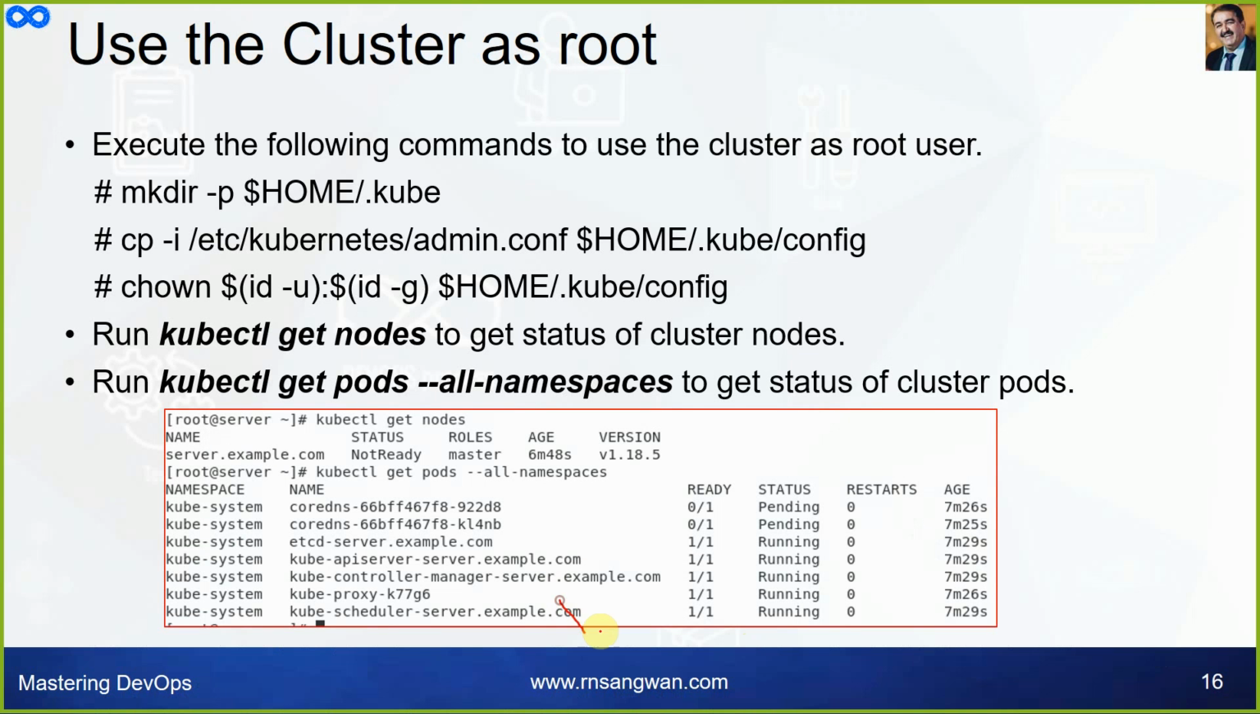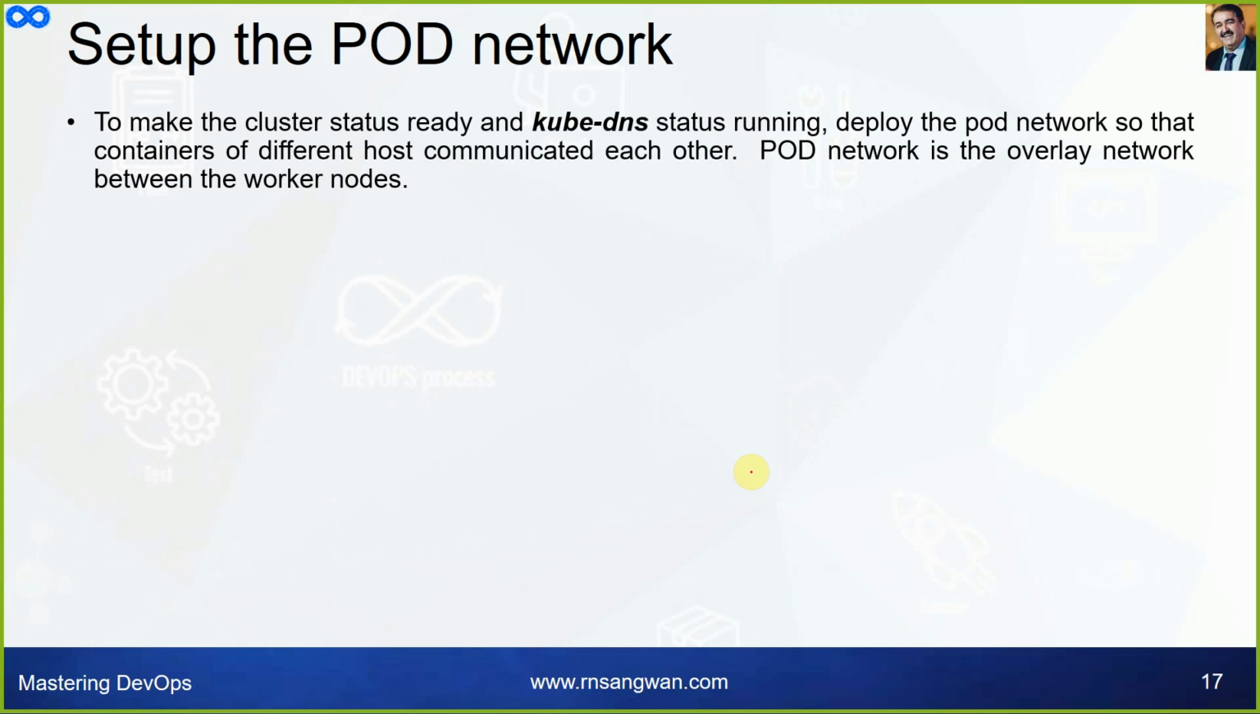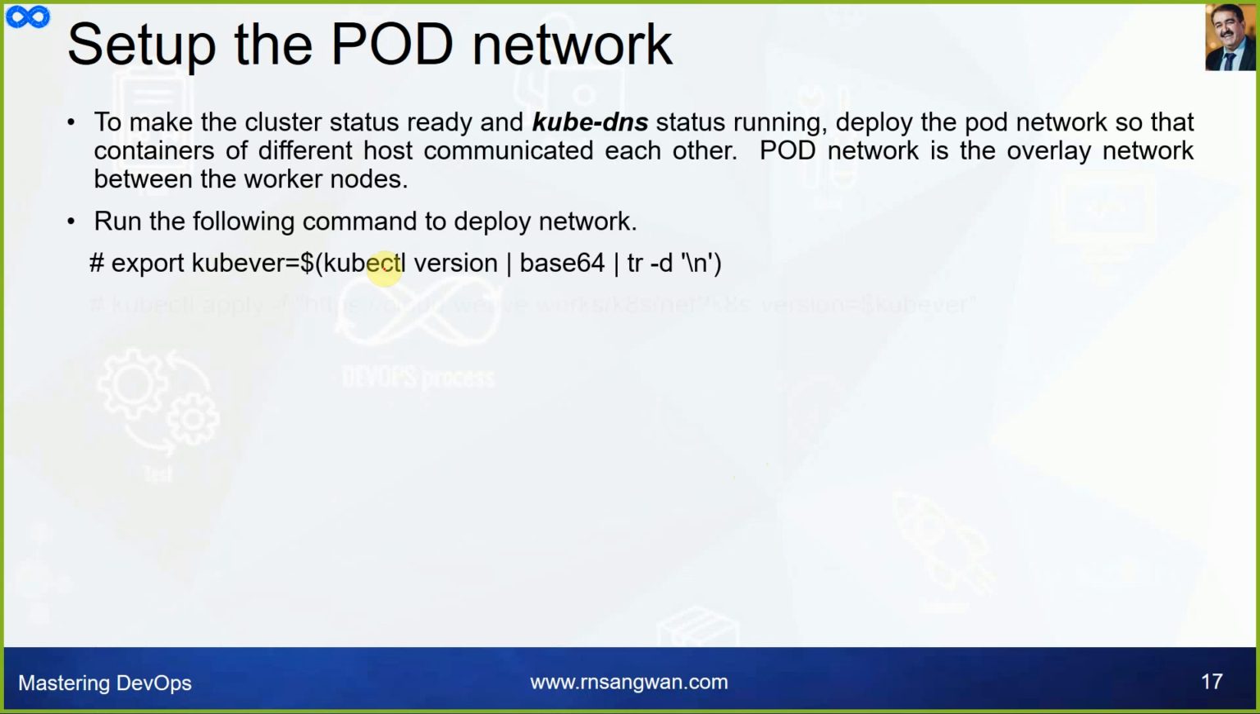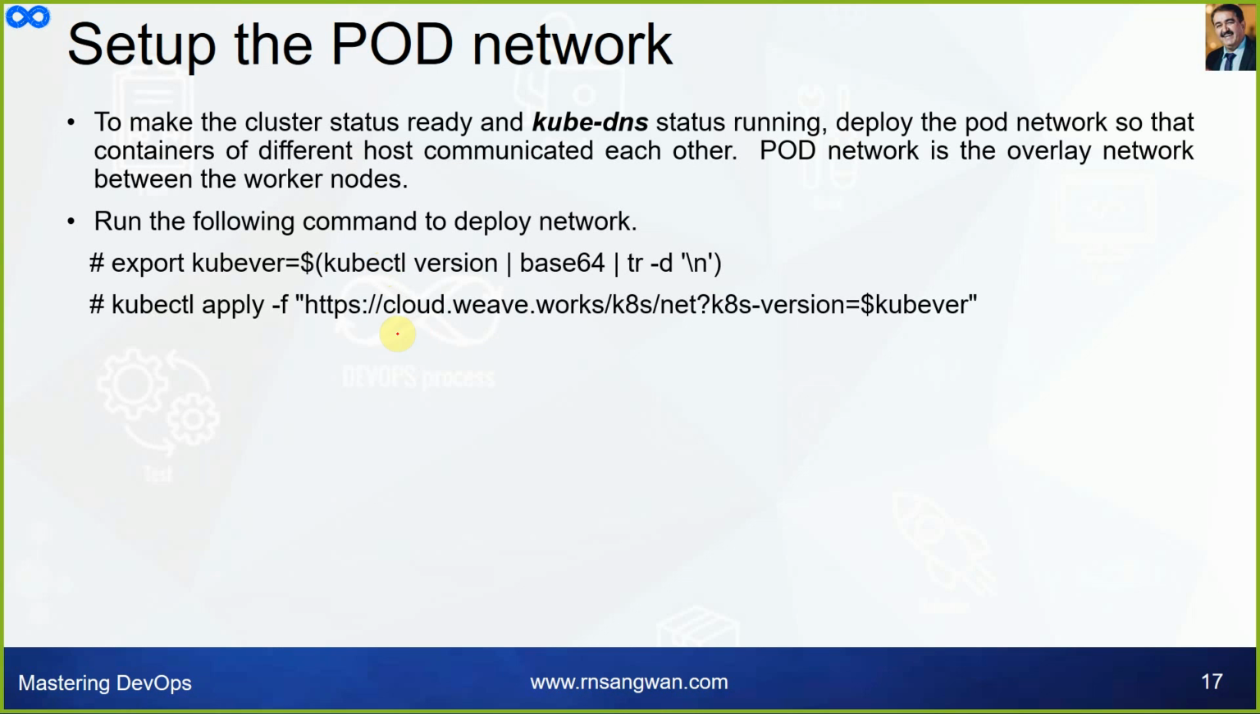Until networking is deployed, you will see that this is pending, the not ready status. So we deployed the pod network. Team, there are a lot of CNIs available. We deployed Flannel using that, and there is another one also available. Here we are going to deploy Weave. You can use any of them.